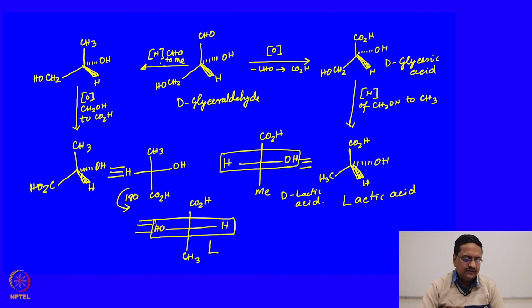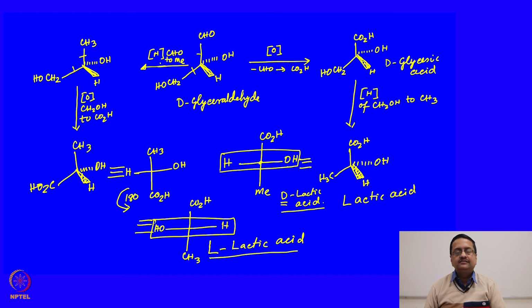So, what we have achieved is, without breaking or making any C-C bond, we have been able to change the absolute configuration of a chiral center from D to L lactic acid. Therefore, this method of designating the chiral centers using D and L is inappropriate for many different systems. So, these shortcomings led us to always stick to the R and S notations for the chiral centers. So, from here we will continue in the next lecture. Thank you.